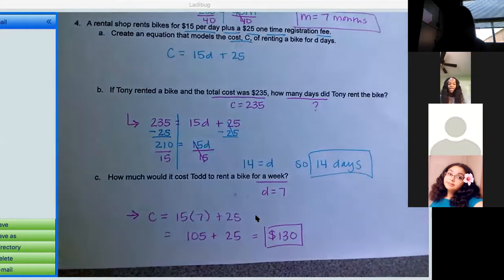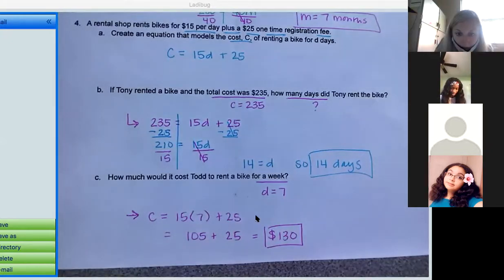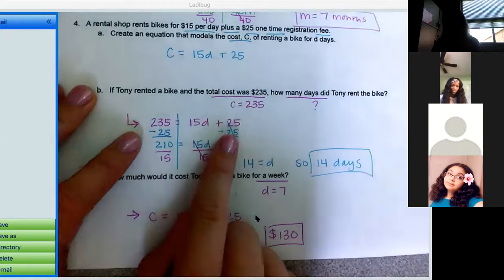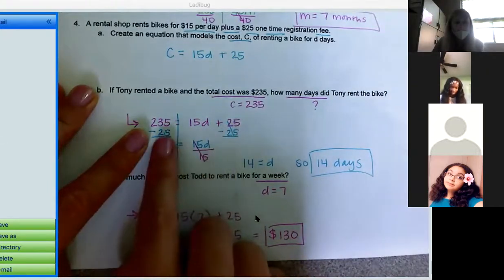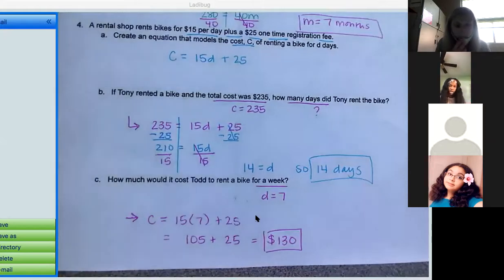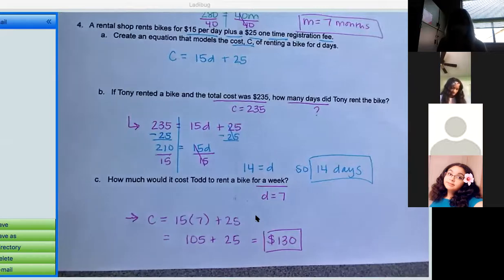I don't know how, but I got A and C right, but then I didn't get B right. Yeah, I saw that. So I think you didn't solve right. If I'm remembering right, I think you added 25 instead of subtracting. I subtracted it. I got 210 and then divided. So 210 divided by 15 is 14. I double checked in the calculator. Okay. So maybe you just divided wrong. Oh, I know what I did.